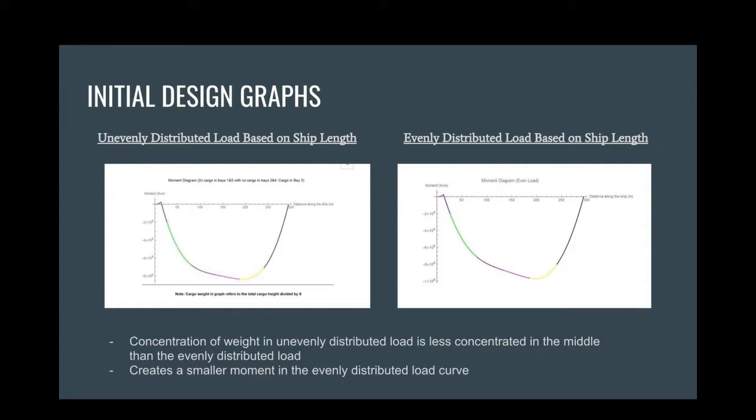For our initial design, we had to consider the different loading conditions of the ship. The two main loading conditions we considered were an unevenly distributed load, where we had more cargo located at the back and front of the ship, and an evenly distributed one, where the cargo was evenly distributed throughout all the cargo holds. As you can see from the graphs, the unevenly distributed cargo load had a lower stress on the ship compared to the evenly distributed cargo load. So we would recommend using the uneven distribution if possible.